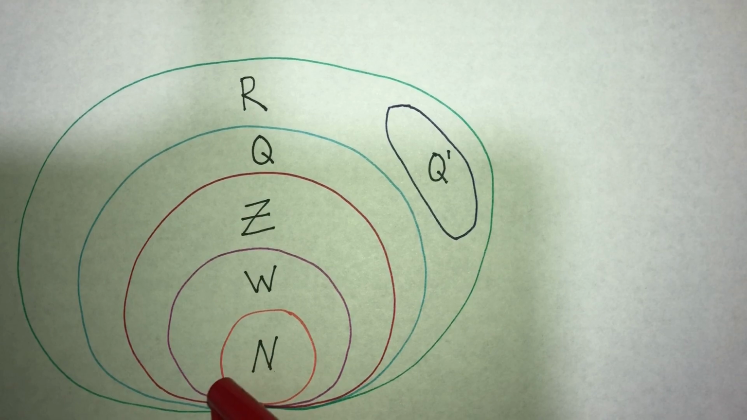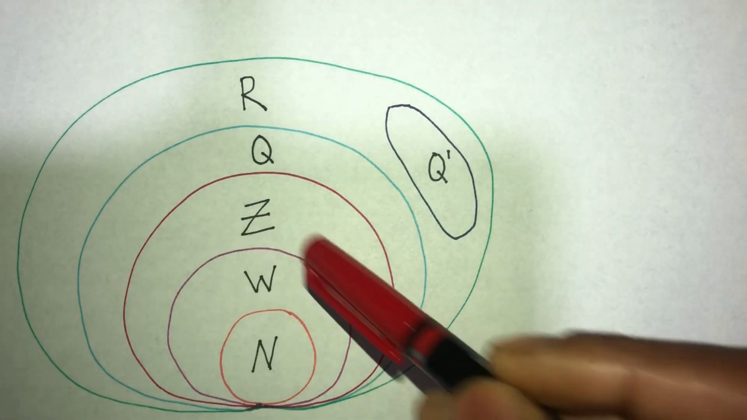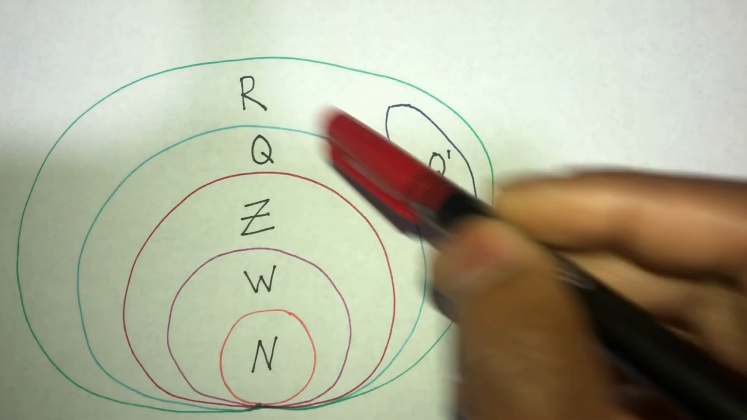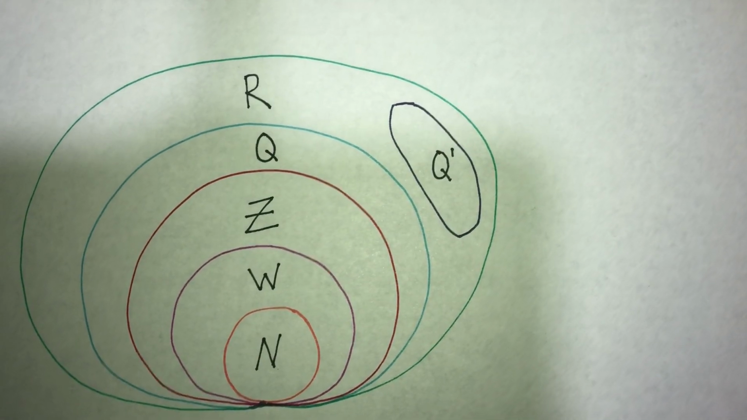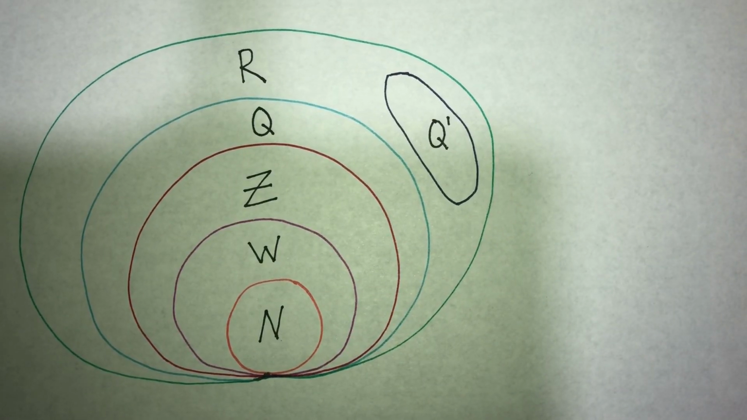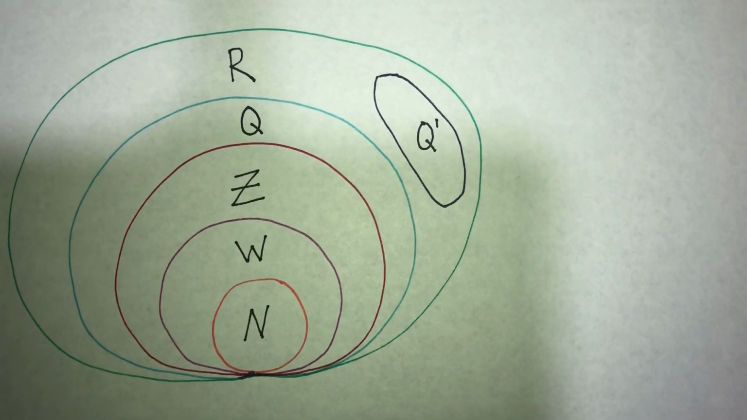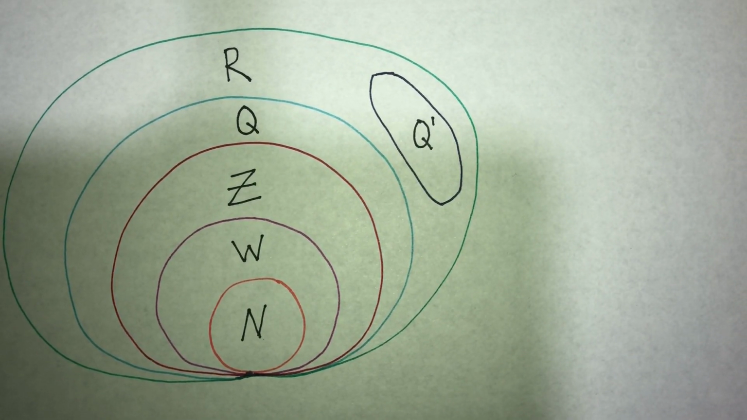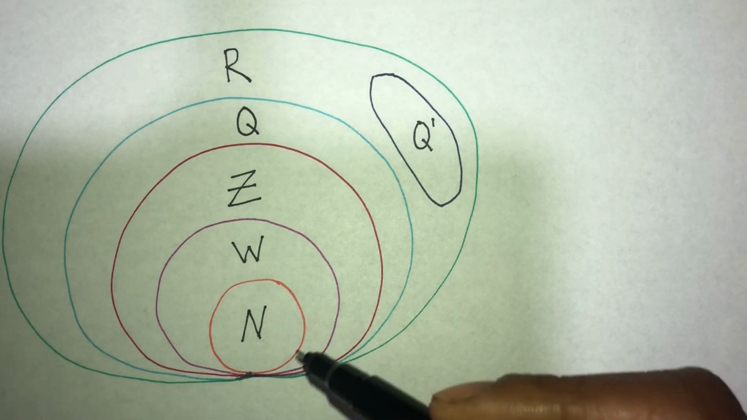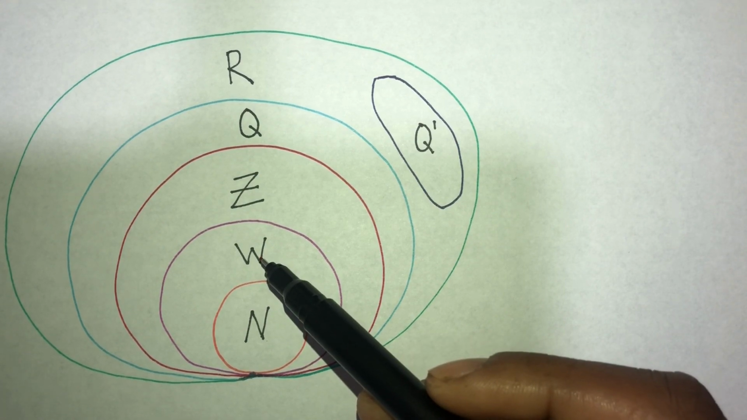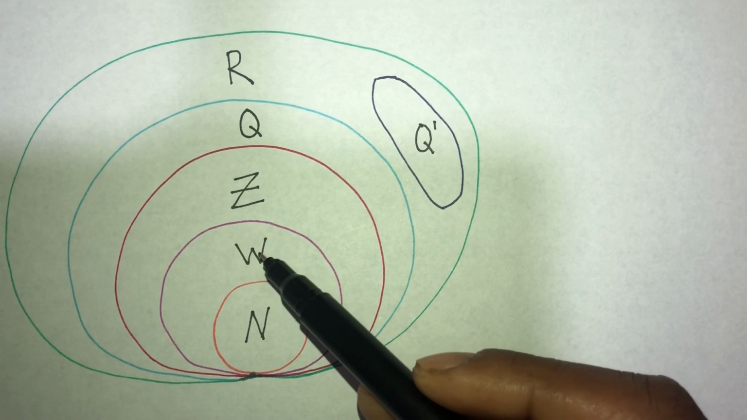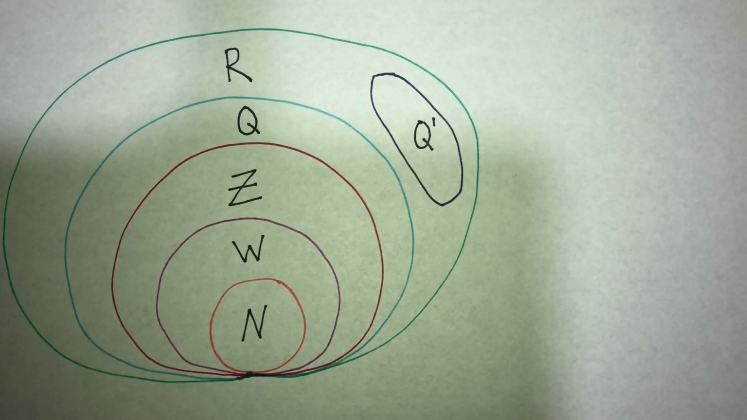So the circles represent their boundaries. Alright, so the information which we can gather from this diagram is that the set of natural numbers is a subset of the set of whole numbers. So what do we mean by subset? Let me give you a brief example.